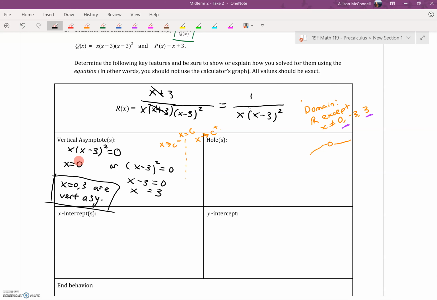Now, for the hole, you might want to say, well, the process of elimination tells us that x equals -3 would have to be the hole, and you might be prompted to do something like this. That tells us nothing. We want you to explain how you solved using the equation. In other words, you should not use your calculator, your graphing calculator, or the graph that it generates.